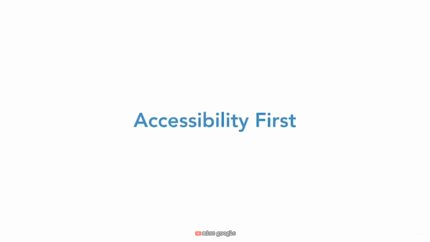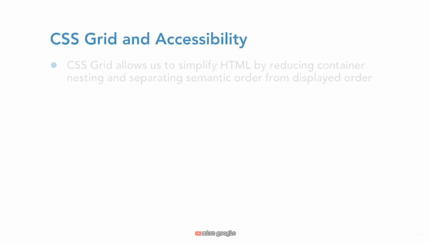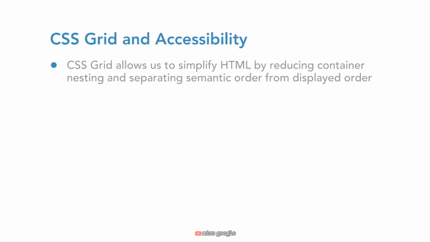As with any other web technology, our primary concern when using CSS Grid is accessibility. And the great news is CSS Grid makes building accessible websites easier. Because CSS Grid separates the visual presentation of content from their HTML markup order, we no longer have to make compromises about our HTML structure to create compelling layouts and designs.